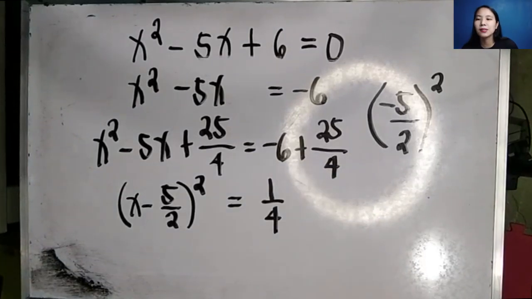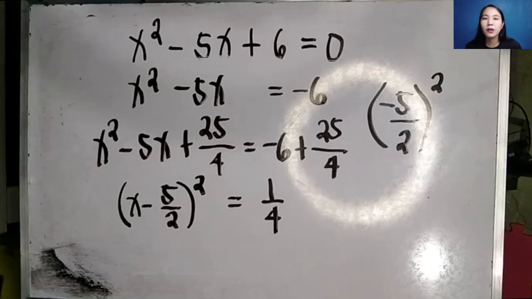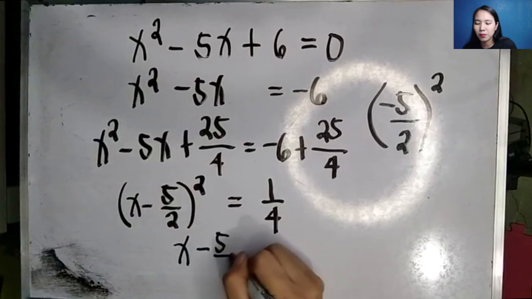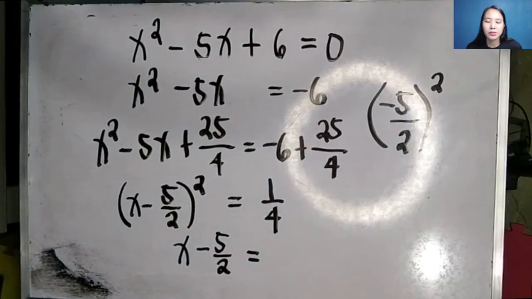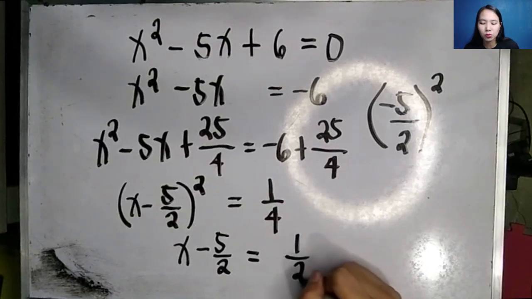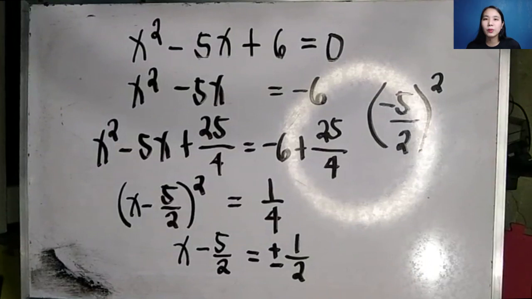The next step is to take the square root of each side of the equation. So what we are going to do is get the square root of the given. So we have x minus 5 over 2 equals the square root of 1, which is 1, and the square root of 4 is 2. But remember, we have positive and negative. So we have x minus 5 over 2 equals plus or minus 1/2.